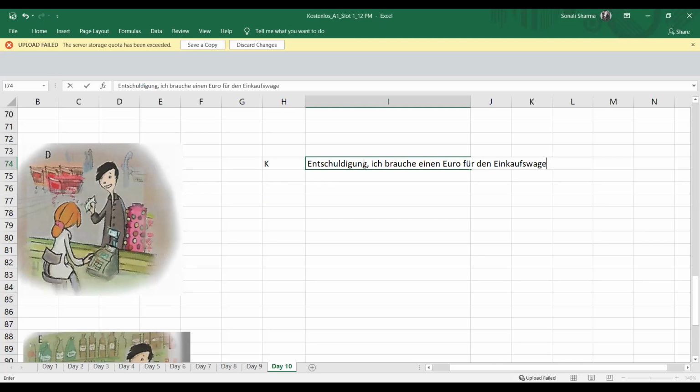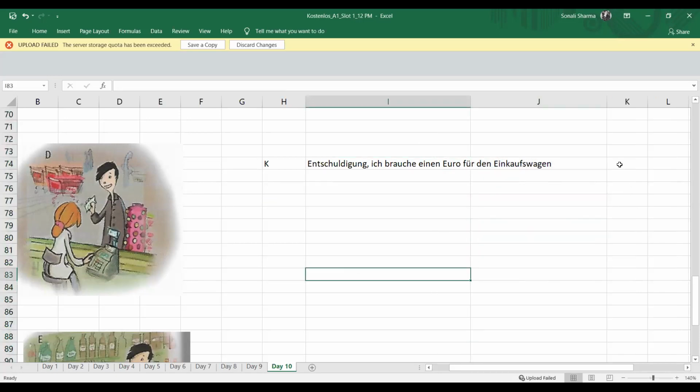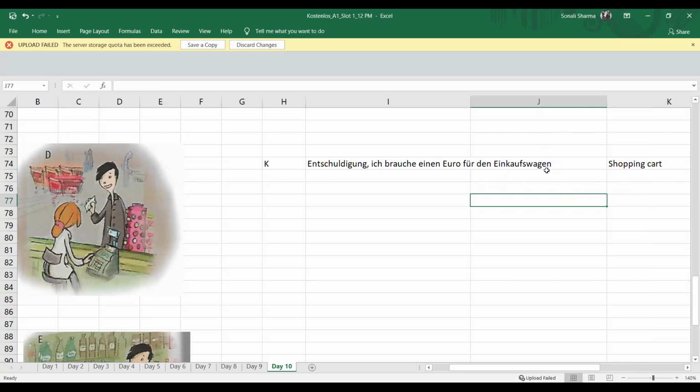So this word Einkaufswagen is a shopping cart, the trolley in which you keep all your groceries. So Einkaufswagen is your shopping cart. I'm just writing it down here. The meaning of Einkaufswagen is shopping cart. So, Entschuldigung, ich brauche einen Euro für den Einkaufswagen. That means I need a euro for the shopping cart. Full stop. I'm just continuing from the next line.